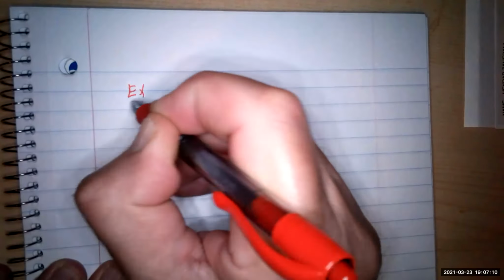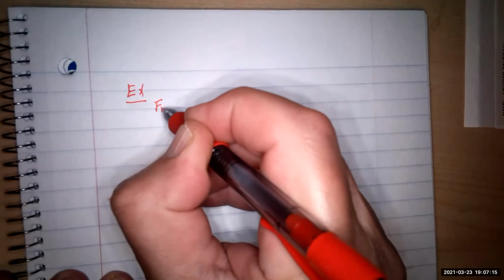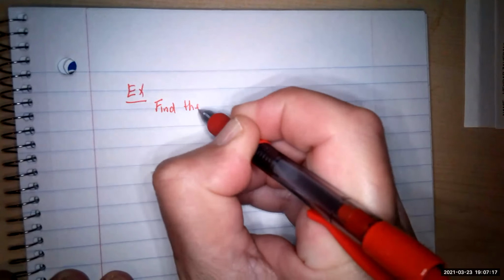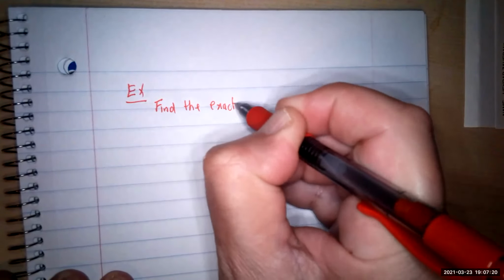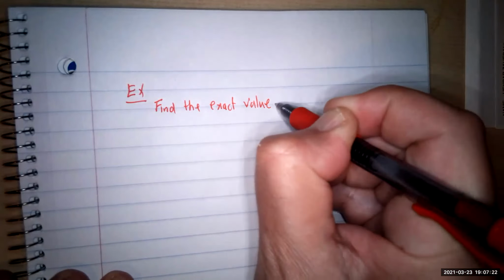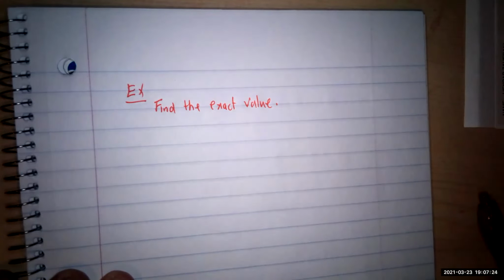Okay, so the thing that you're going to do is just finding those exact values. And when you want to find the exact value of a negative number, you've got to be careful. And this is the only point about it, really. Okay, example. We want to find the exact value of each of these quantities.